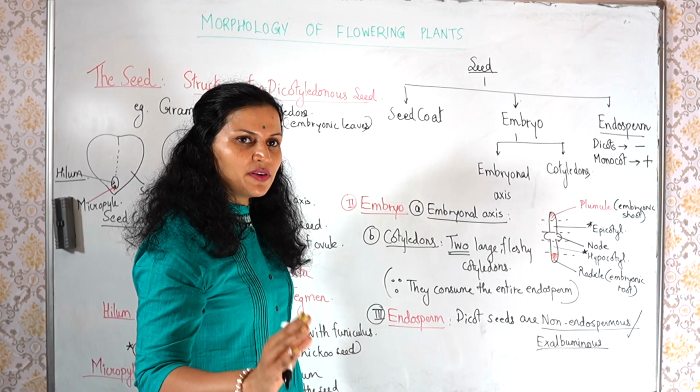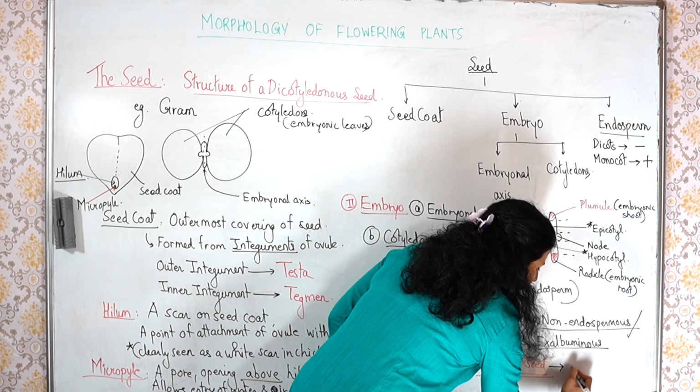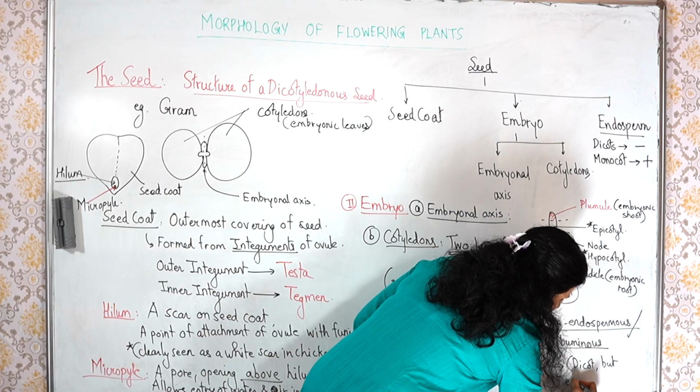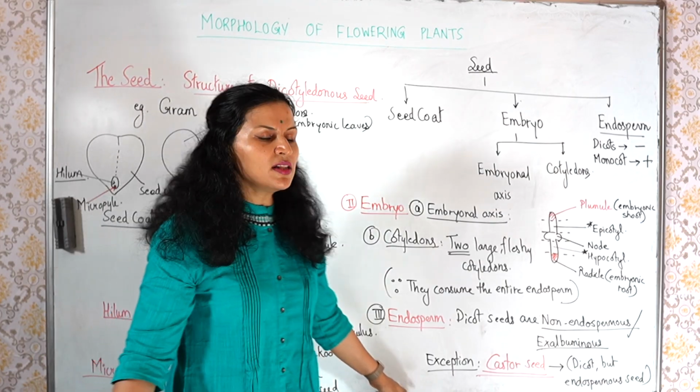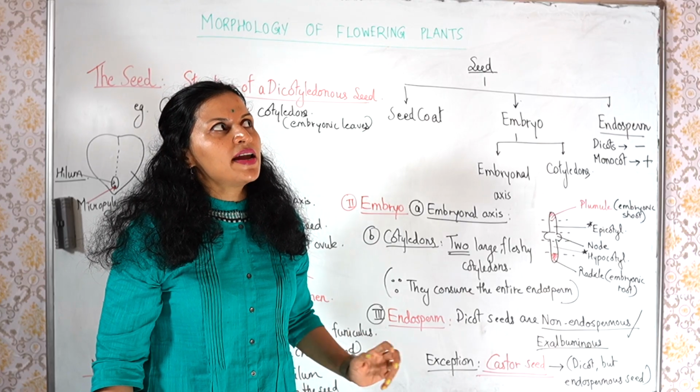But there are a few exceptions. One exception is the castor seed, which is a dicot but an endospermous seed. This is an important example. It is frequently asked. A castor seed is a dicot seed but it is an endospermic seed.